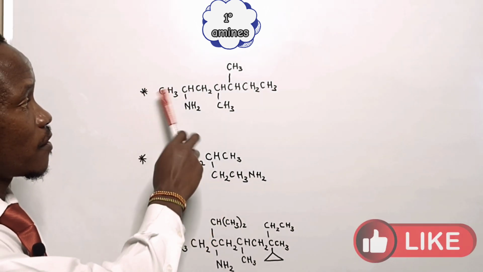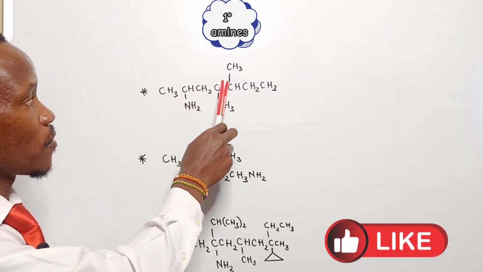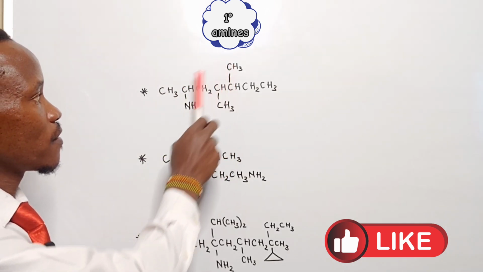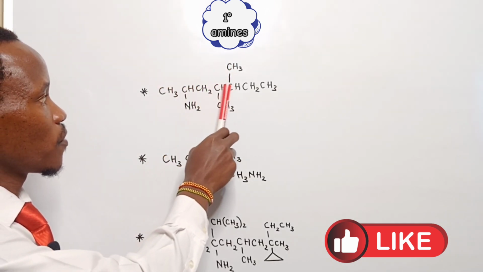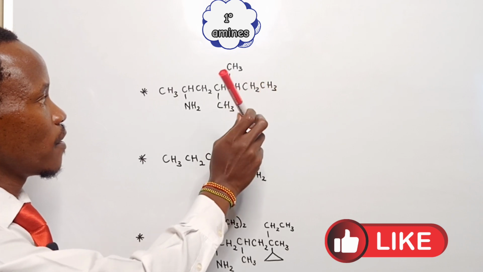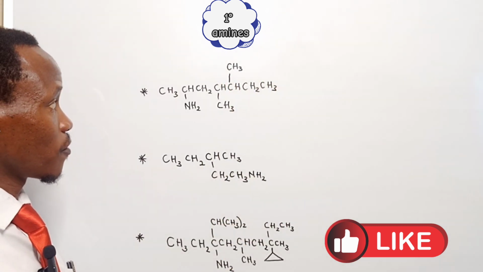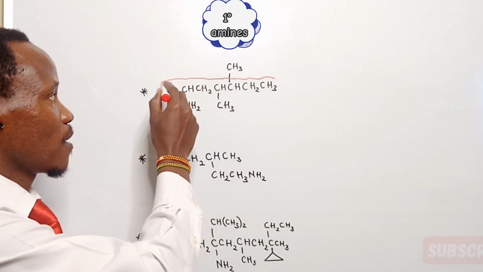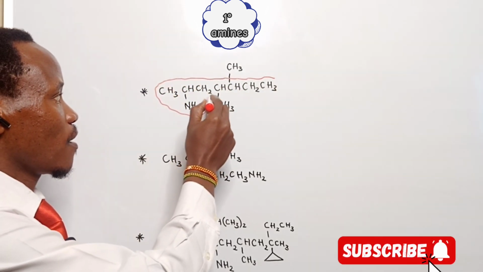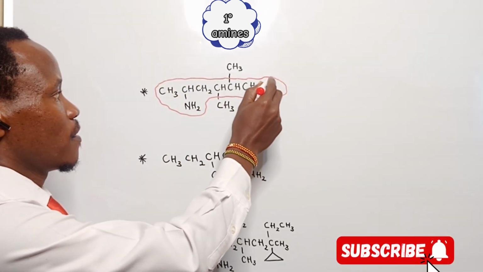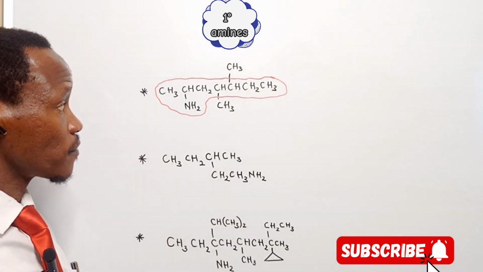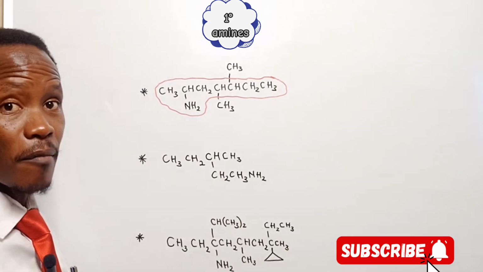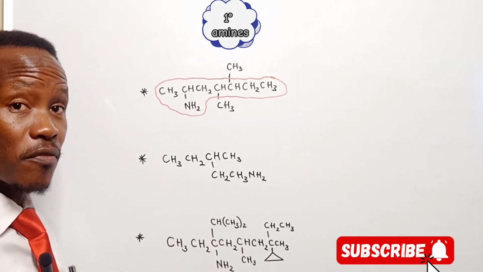Now when we traverse here, we have 1, 2, 3, 4, 5. 1, 2, 3, 4, 5, 6. 1, 2, 3, 4, 5, 6, 7. So for that case, therefore, the longest is this, and becomes our parent chain. Now notice that this parent chain has our functional group, the amino group, which is our point of interest.